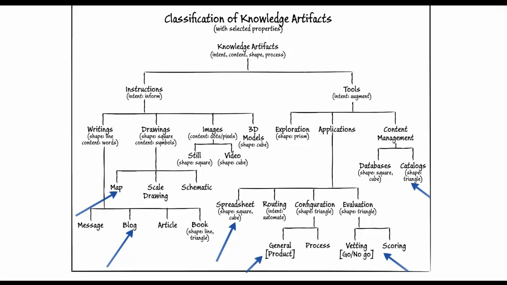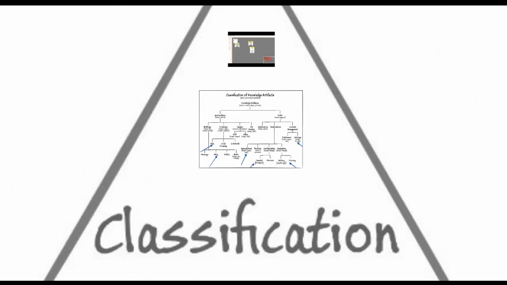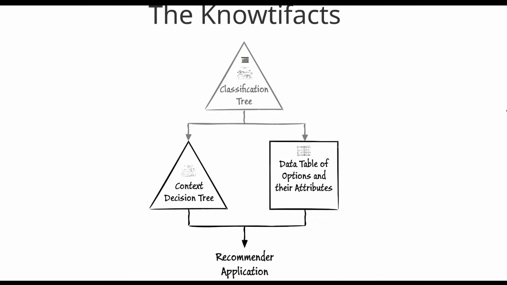I used a tool we've developed called NoteShare to build this classification tree. It's a very easy to use, intuitive tool that's available on our website. At the leaves of the tree are all of the specific possible recommended notefacts, books, maps, scale drawings, and so on. I moved on from this optional classification tree to create the two required notifacts, a context decision tree and a data table that contains the options.